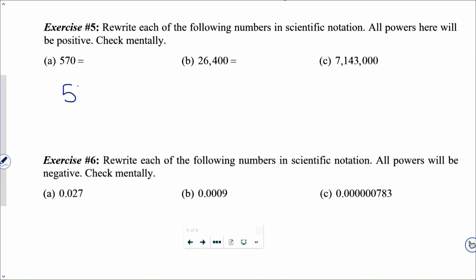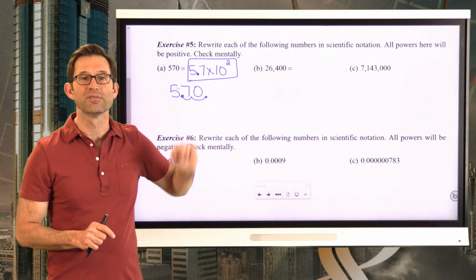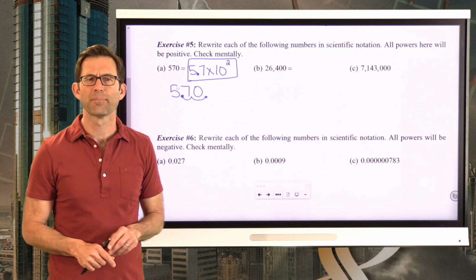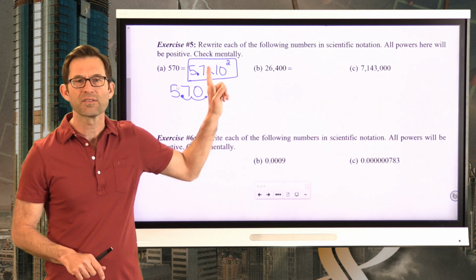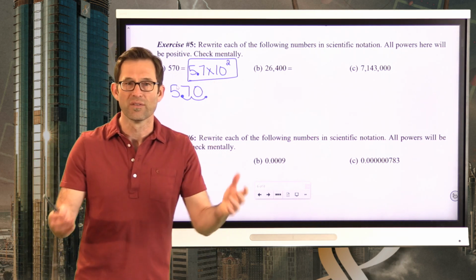I'm going to take my 570 and reverse what I did in the previous lesson. I'm going to move this to the left 1, to the left 2, and I'm going to get 5.7 times 10 to however many steps I had to move it. So 5.7 times 10 to the second. Could you have 5.70 times 10 to the second? Absolutely. Nothing wrong with that. But that extra 0 that would hang on after the 7 wouldn't give us anything. It wouldn't tell us anything.